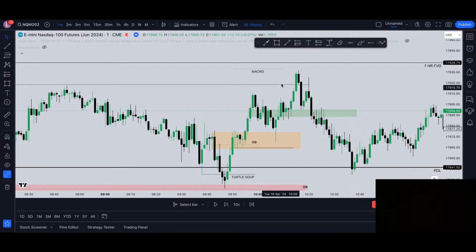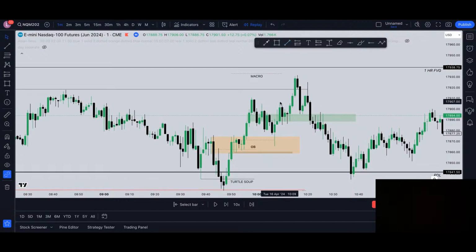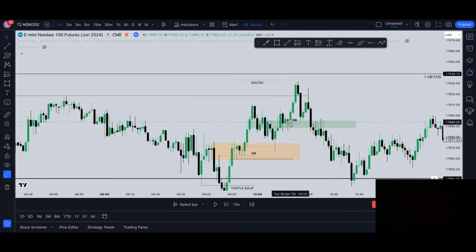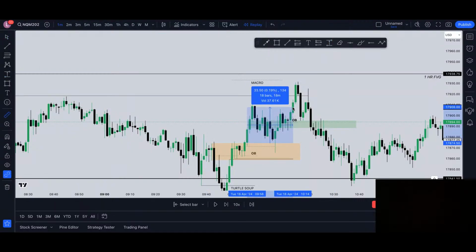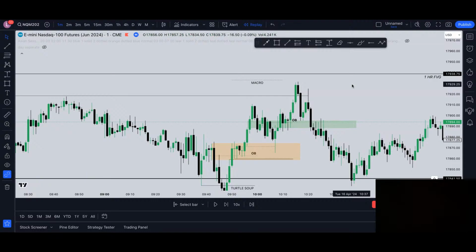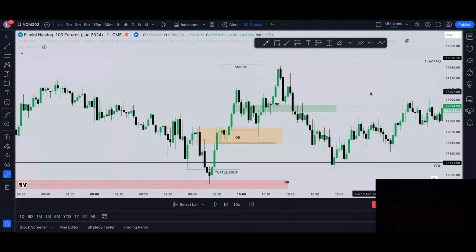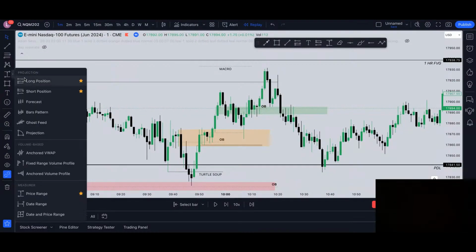So price came back, took this breaker block, gain, gone up. This order block, price made support on this, and then a nice run to the objective. So overall, it took around 20 minutes to get 50 handles. And that's amazing. And I did take this trade live.